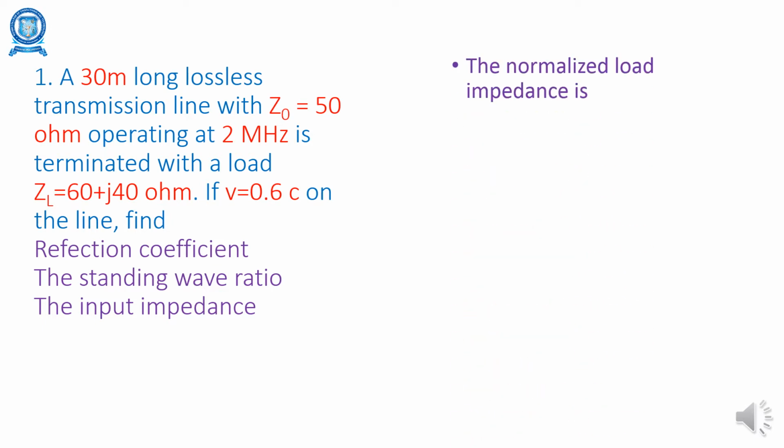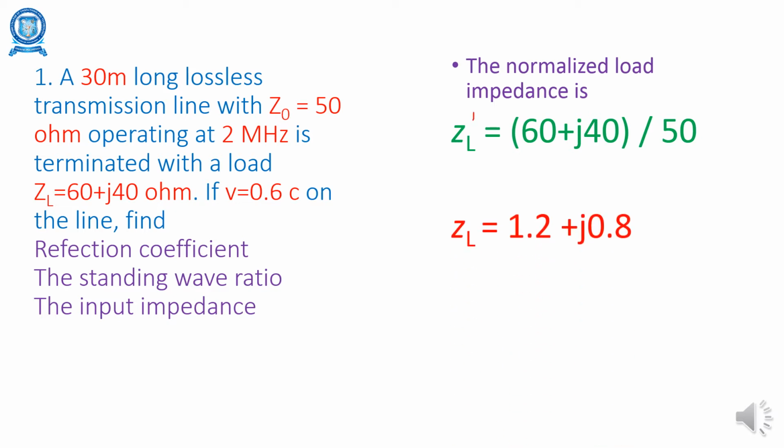The given data are Z0 equal to 50 ohm and ZL equal to 60 plus j40 ohm. So we have to find ZL dash, which is equal to (60 plus j40) ohm divided by 50. After dividing, we get ZL dash equal to 1.2 plus j0.8. Now we are going to plot ZL dash on this Smith chart.